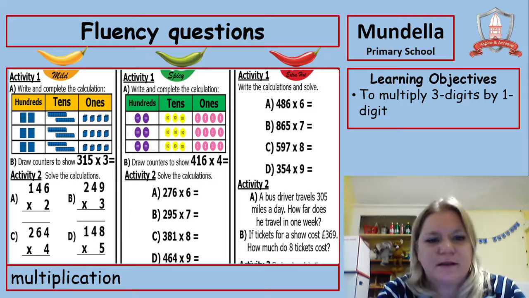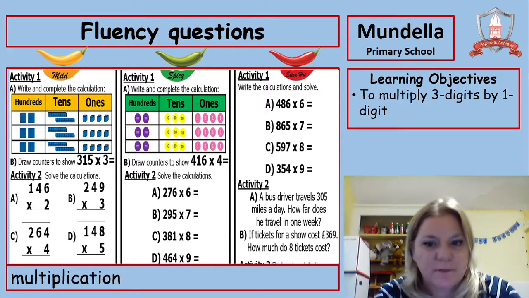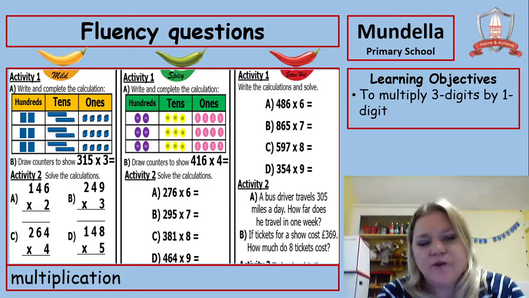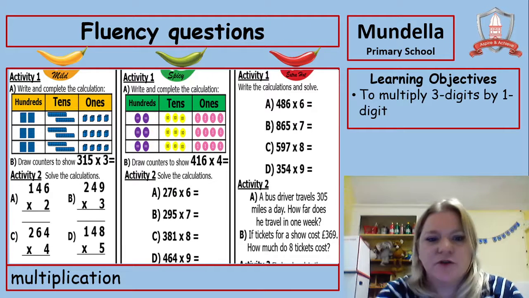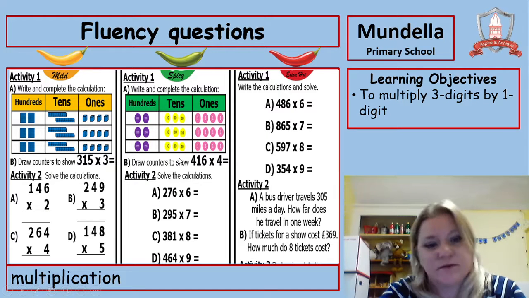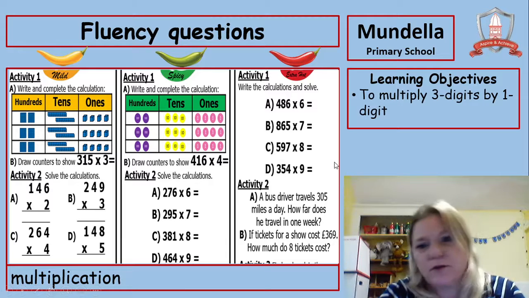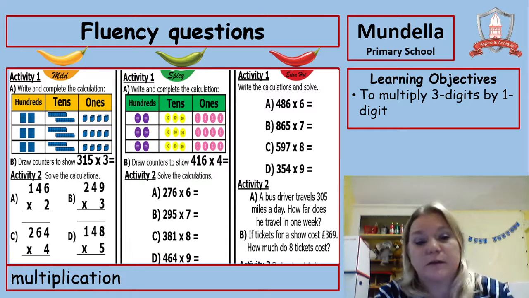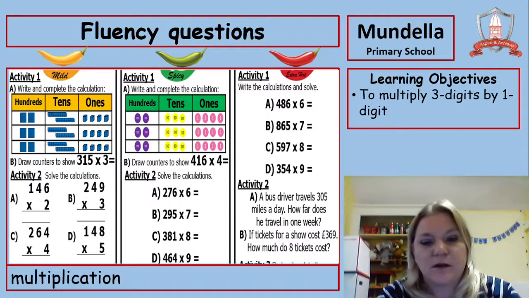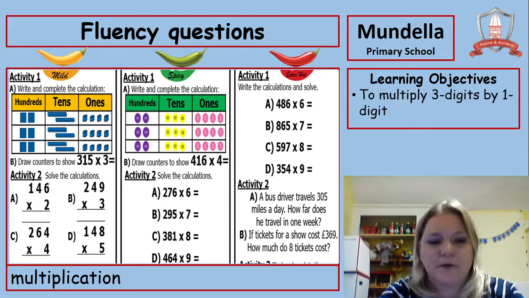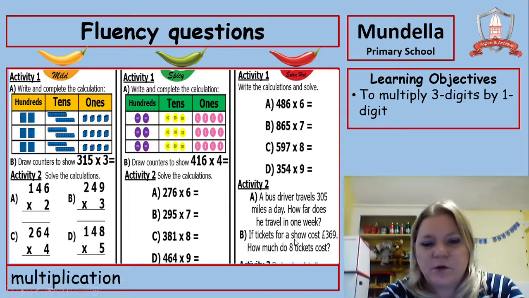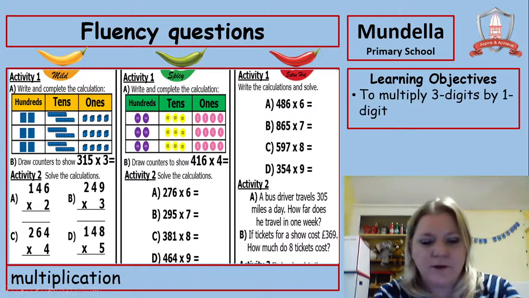So for your fluency today, you're going to be multiplying 3-digit numbers by 1-digit number. If you choose the mild or the spicy challenge, the first activity you need to draw counters for. If you're doing extra hot, I don't mind how you solve it. You can do it in columns if you like, or you can use base 10 or counters. It is up to you, as long as you show your working out. When you get to activity 2, please can you do them in columns. Pause the video now and have a go at your fluency questions.